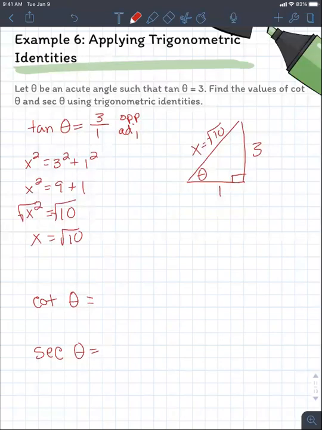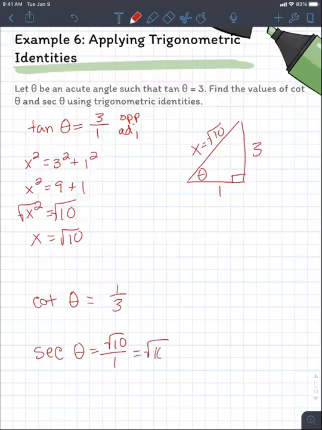So cotangent is the opposite of tangent. So adjacent over opposite. Sorry, I'm confusing myself. So 1 over 3. And then secant is 1 over cosine, or hypotenuse over adjacent. So square root of 10 over 1, which is just the square root of 10. And some of you had that in the chat already. Well, Luis, you had that in the chat already.